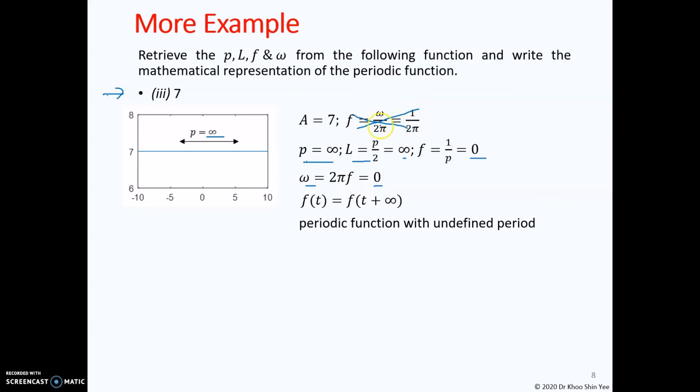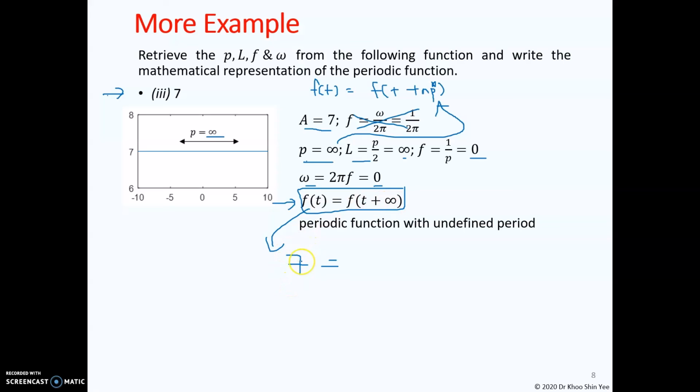So remove this. This is not relevant. And the amplitude is the constant 7. Substitute the P inside this formula. Then you obtain the mathematical representation for the periodic function. f(t) is equal to f(t plus infinity), because substituting infinity inside, you still get infinity. So on your left hand side is 7. Substitute t plus infinity inside the function 7 here, you still obtain 7. Therefore, this formula is valid and is a periodic function with undefined period.